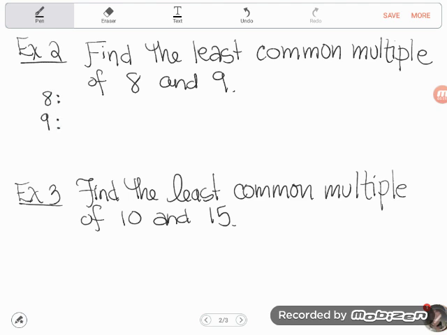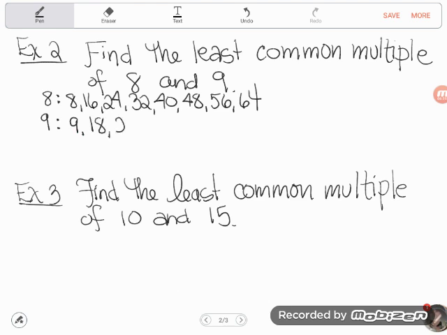Again, I could just list out their multiples and find the smallest one that they have in common, the least common multiple. So 8, 16, 24, 32, 40. Again, I'm just counting by 8s, and if you don't have them memorized, you could just count up. So like 56, 57, 58, 59, 60, 61, 62, 63, 64. Now, I might be kind of going back and forth here because I don't know if I found one in common yet. 9, 18, 27, 36.